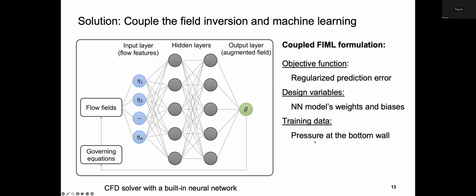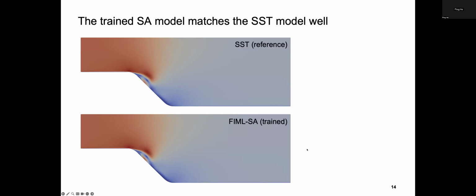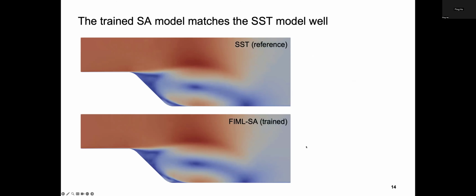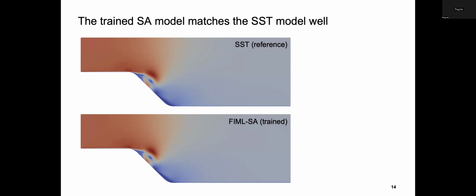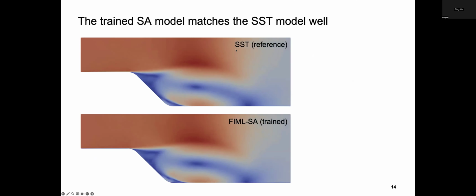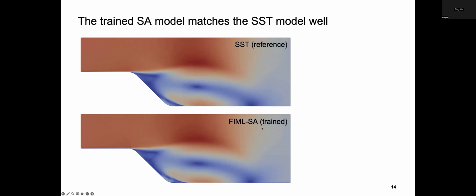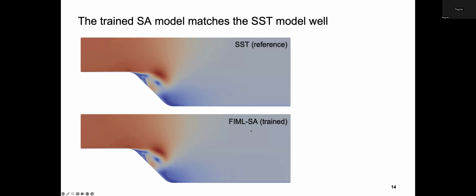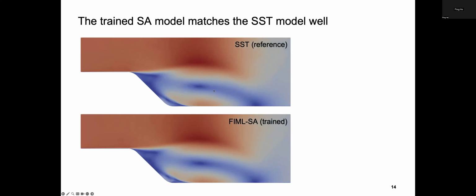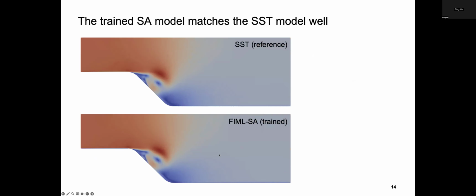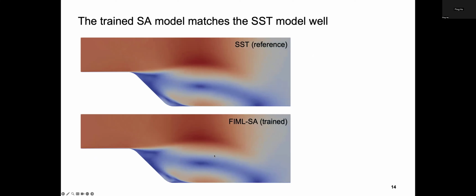And this is for the training data. We use the pressure at the bottom wall for the training. So I will go back to it a little bit later. So then we use the framework, we train the SA model, and here are the results. The top is our reference. The bottom is the trained SA. If you remember, two slides before I showed you the original SA prediction, it did not match the SST, but the trained model right now, you can see, matches the SST model very well.